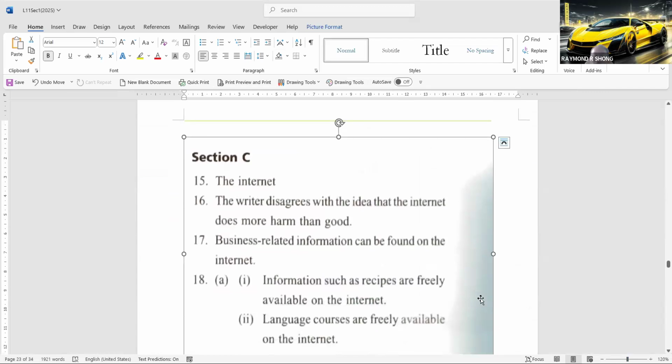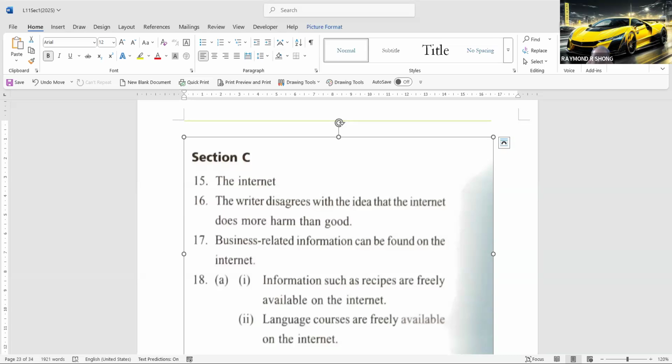The first answer for 15 is the internet. I think all of you got it correct. The writer disagreed with the idea that the internet does no more harm. All four of you got it correct: business written information can be found on the internet. In fact, your four answers, ladies and gentlemen, I'm very proud, even though they're a bit long. Definitely, you really listened to Uncle Raymond's advice. Full marks to the four of you for questions 15 all the way to 17.